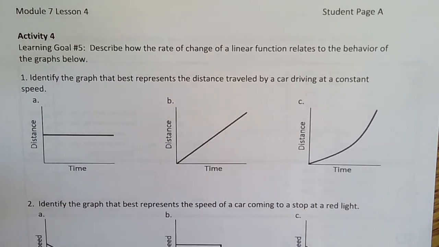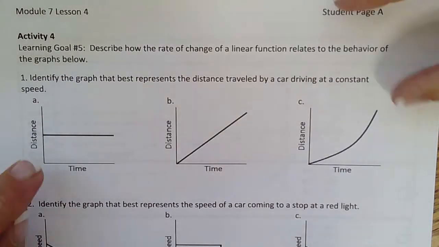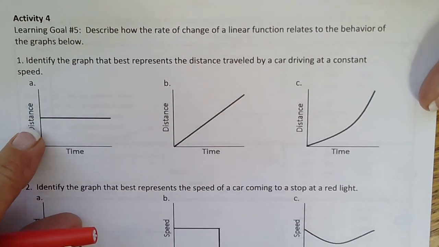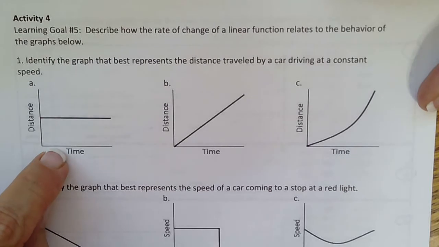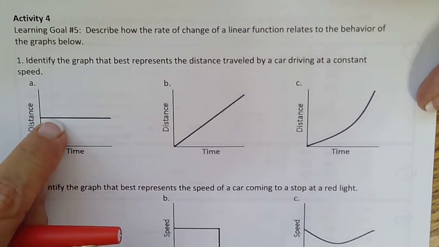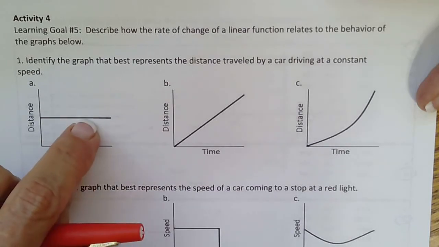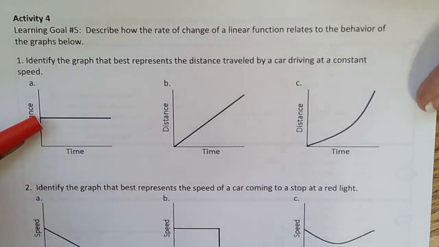So on number 1, identify the graph that best represents the distance traveled by a car driving at a constant speed. So take your pick. I'll give you a second. I will tell you a lot of students pick A, but if you remember back to the parking lot problem, at time 1, they're this distance from home. At time 2, they're the same distance from home. At time 3, they're the same distance from home. This is not a constant rate.